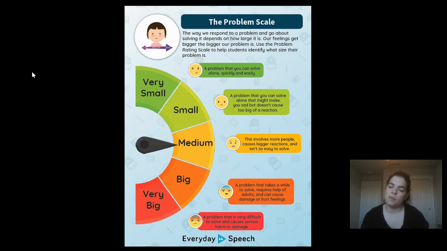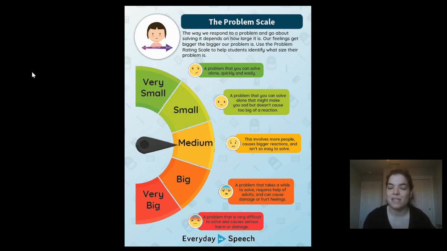And now we didn't talk about very small, but a very big problem, that is an emergency. When you have a very big problem, that means you're probably going to need to get help from our helpers like firemen, policemen. Those are emergencies. Doctors can help with that, but they are very serious problems that are big and an emergency. So that's how we think about sizes of a problem.